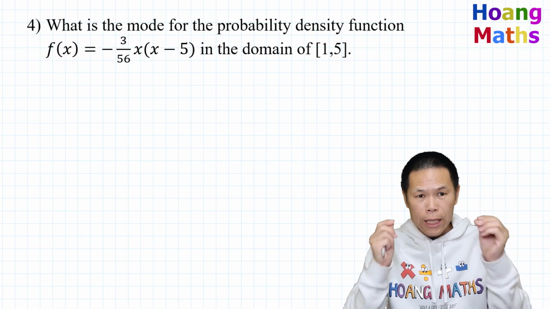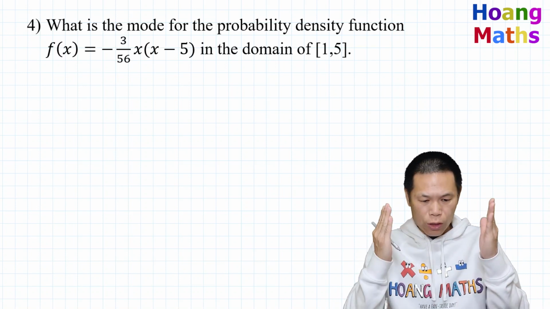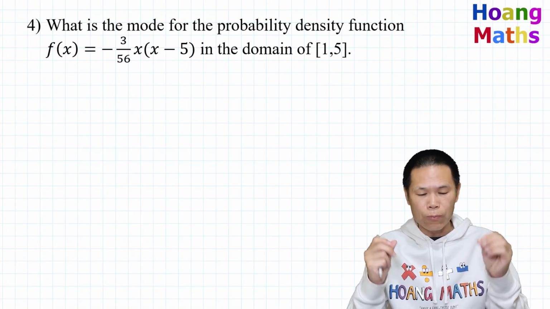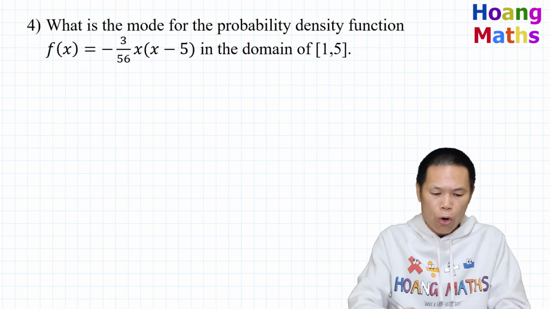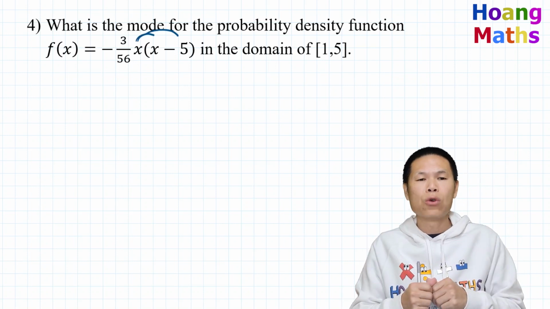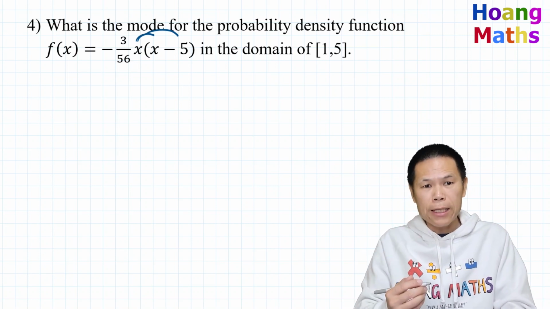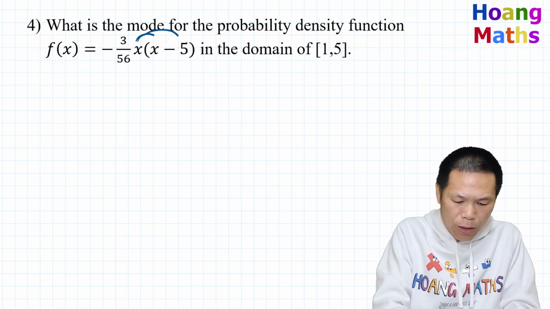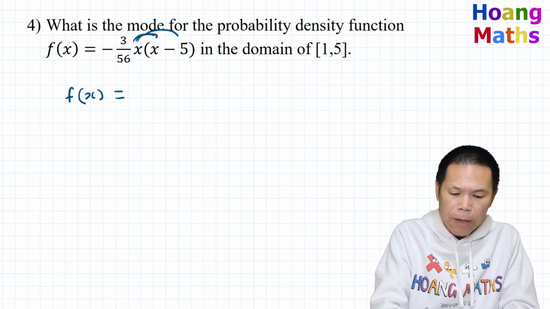To work out the x value that gives the maximum value of f of x, we just differentiate this and make it equal 0, okay? To differentiate this, you either use the product rule, or I can expand this out first, then differentiate. Whichever way you do doesn't really matter. So let me just expand this out first. Let me write f of x is equal to, I expand this.